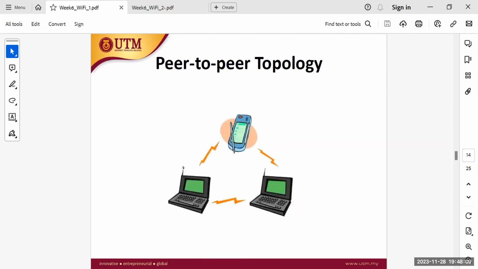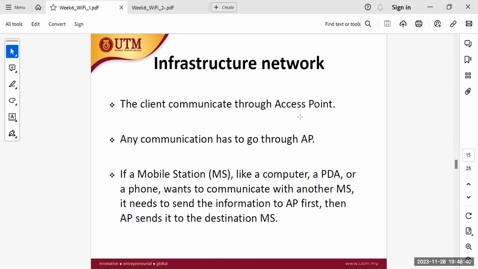So this is a depiction of the peer-to-peer topology. You can see that there is a mobile phone. The mobile phone is directly connected to this laptop, and this laptop is directly connected to this laptop. This laptop is also connected to this mobile phone. So this is peer-to-peer topology. There is no concept of the access point over here. If this mobile phone, for example, has a Wi-Fi card, and if this laptop has a Wi-Fi card, both of them can talk to each other via Wi-Fi.